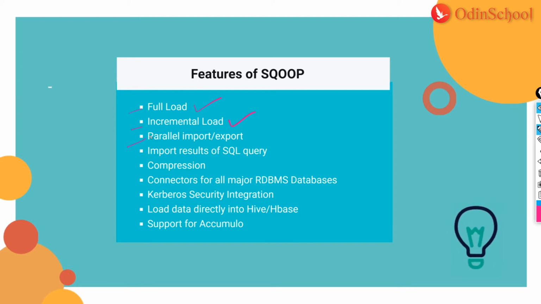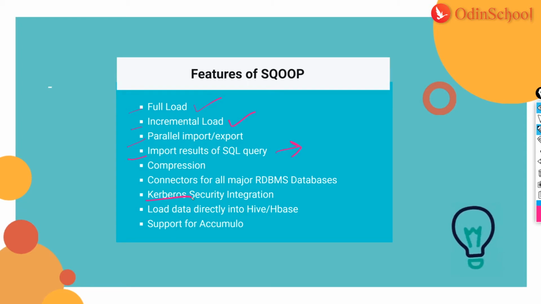It does parallel import and export. Importing results from a SQL query is also possible. If you just want to pull the results of a specific SQL query to HDFS, then that import is also possible. Data compression is also possible. It has connectivity with all major RDBMS databases, so you don't limit yourself to a few databases, but there are many RDBMS databases to which Sqoop has connectivity. It also provides Kerberos-level security integration.